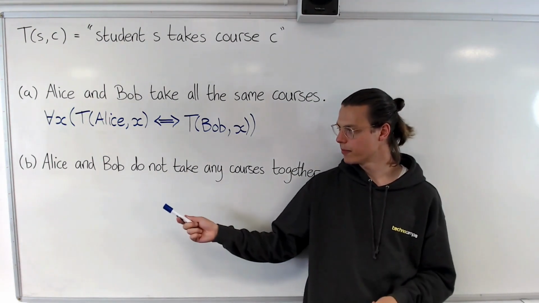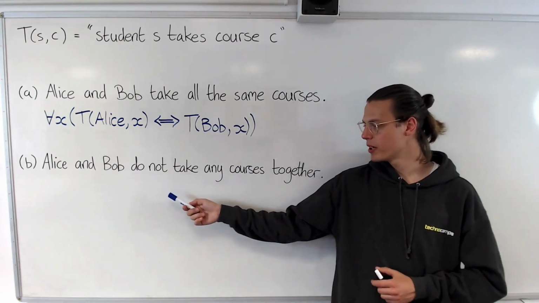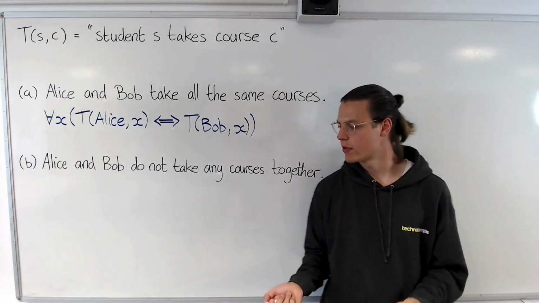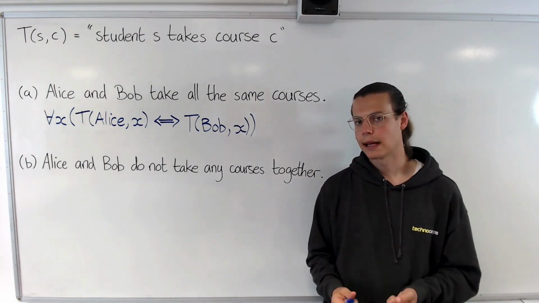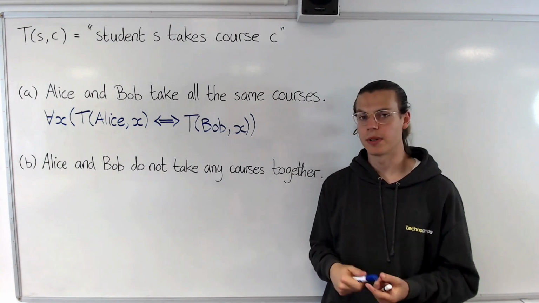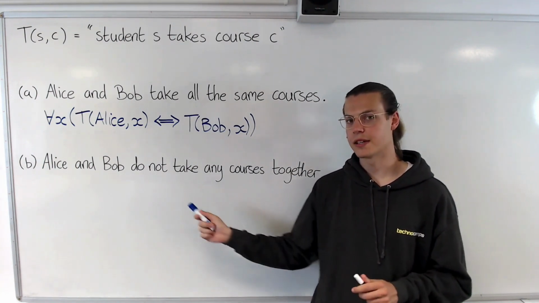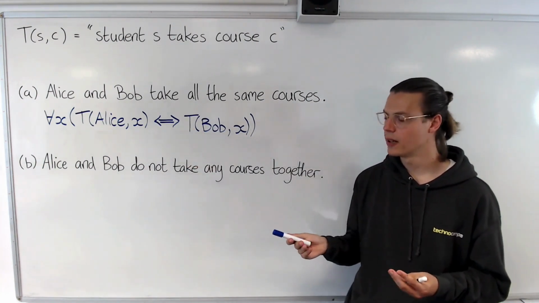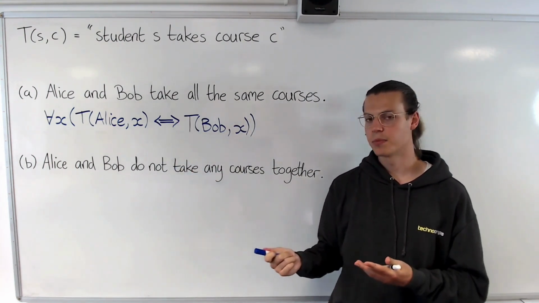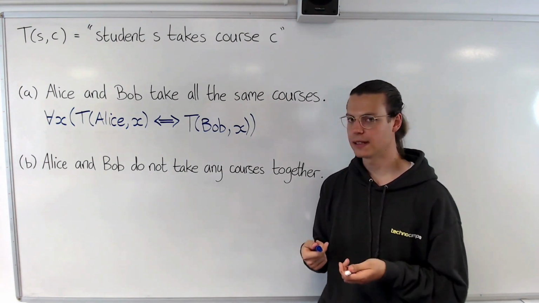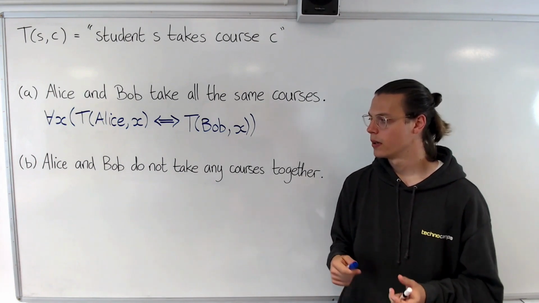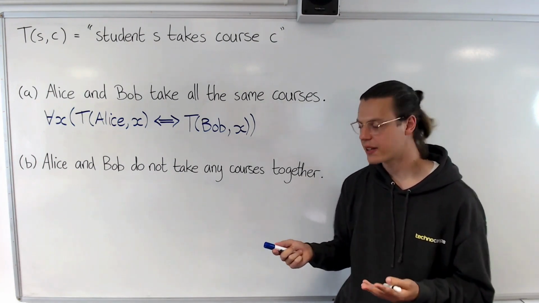Our second statement is Alice and Bob do not take any courses together. Now, before we translate this, we should note that this is not the negation of our first statement. Okay? It's not the negation of that statement. In particular, both statements are false if Alice and Bob take one or more courses together, but not all courses together. Okay, now let's write the predicate logic.